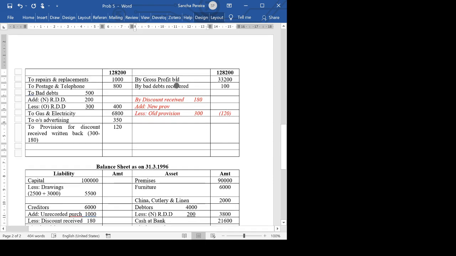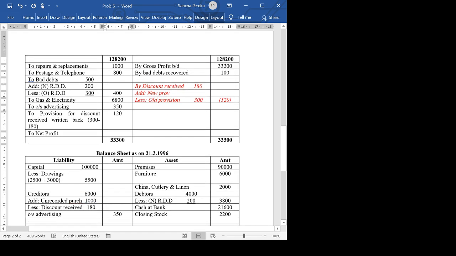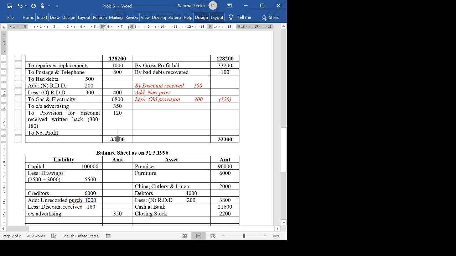Please don't take this in the total. Okay, I've just written this to explain it to you. This is only for explanation. Please don't consider this as part of the total. So this comes to 33,300 and to net profit will be minus 1,800 minus.